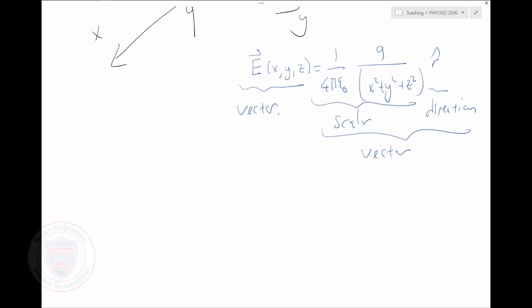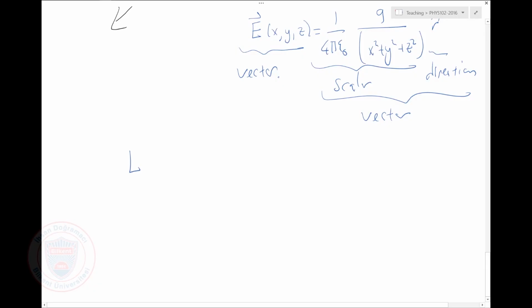What's a field? Can anyone define what a field is? Any math majors here? Okay, that's very good, because math majors would give you a long definition of a field. In this course, as long as this course is concerned, a field is something very simple. E of x, y, z is a vector at each space point.